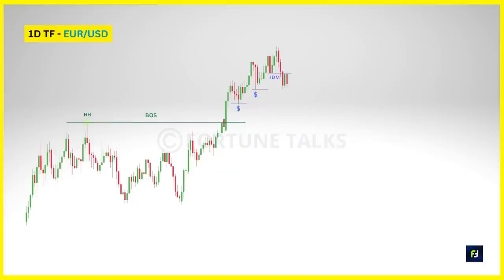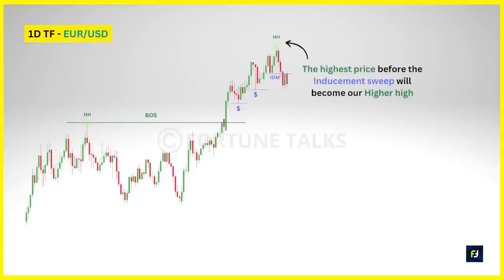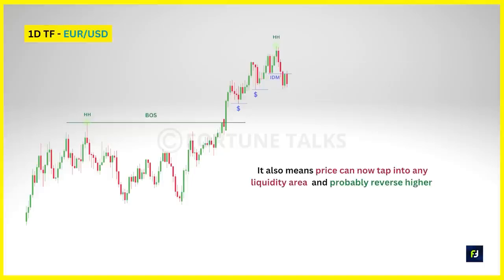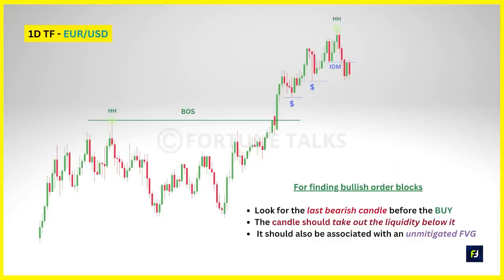Now finally, price makes a correction and takes out our inducement level. This implies two things. Number one, the highest price before the inducement sweep will become our higher high. Secondly, it also means that the price can now tap into any liquidity level or zone and probably reverse higher. This is also a go-ahead sign that we require to begin marking our order blocks. So start from the lowest point on the impulse price swing.